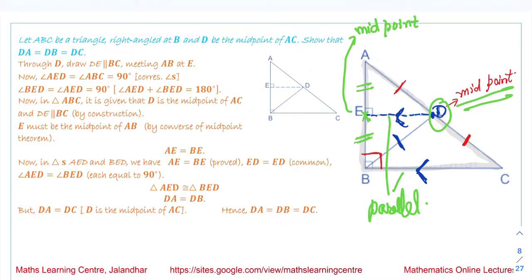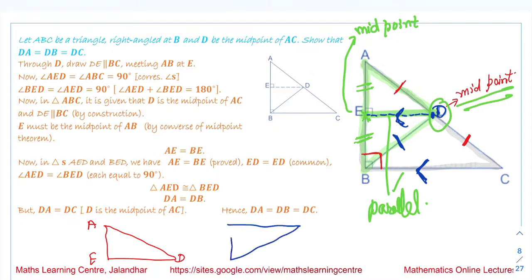Now the next thing we are going to do is we are talking about two triangles. One is this triangle AED. We are talking about this triangle AED. And second, we are talking about the triangle EDB. Second triangle we are talking about is EDB.